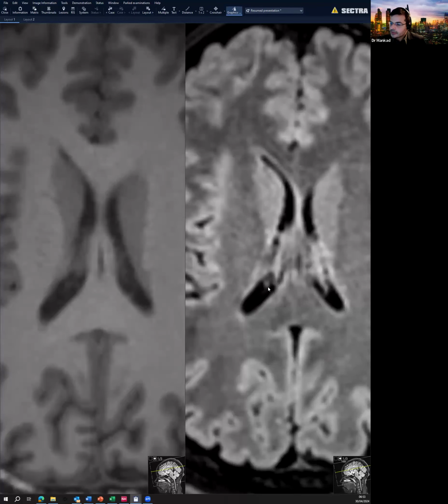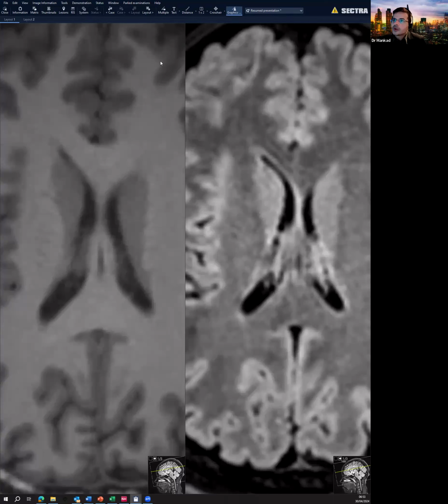So this is the flare sequence where everything is quite dark compared to the T1 weighted sequence, which is not as dark, but appreciate the difference not just of CSF, but mostly the white matter that will make you get it right. So T1, flare, and all axial imaging at this point in time.